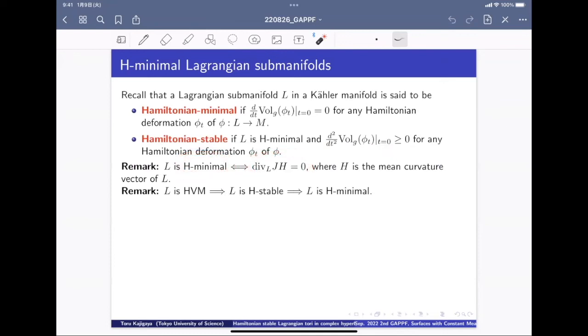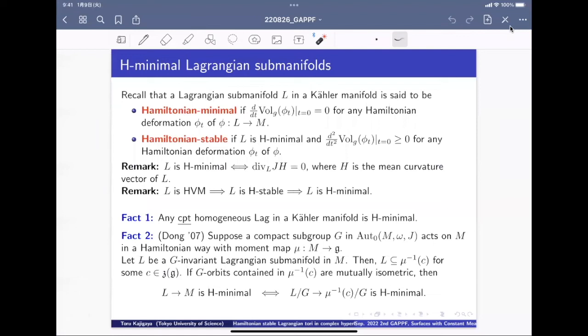Moreover, if L is Hamiltonian volume minimizing, then it must be Hamiltonian stable and Hamiltonian minimal. So in order to find a Hamiltonian volume minimizing Lagrangian submanifold, finding a Hamiltonian minimal Lagrangian is the first step.